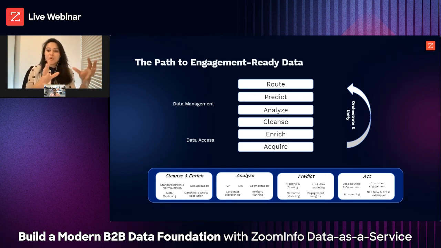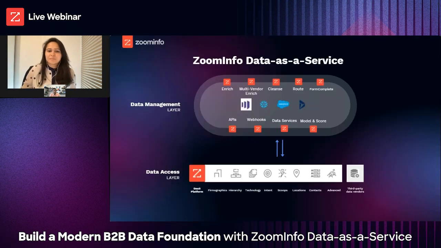And you need both, and you need these to work together in order to actually help get to that engagement-ready state. All right. So given this, I'd love for Amit, for you to walk us through now how ZoomInfo Data as a Service helps with this paradigm. And would love for you to walk us through that.